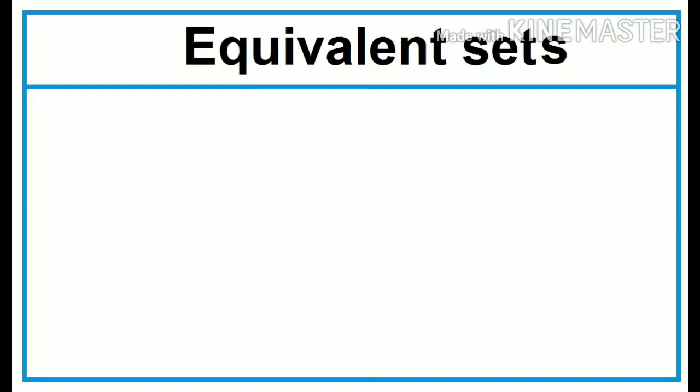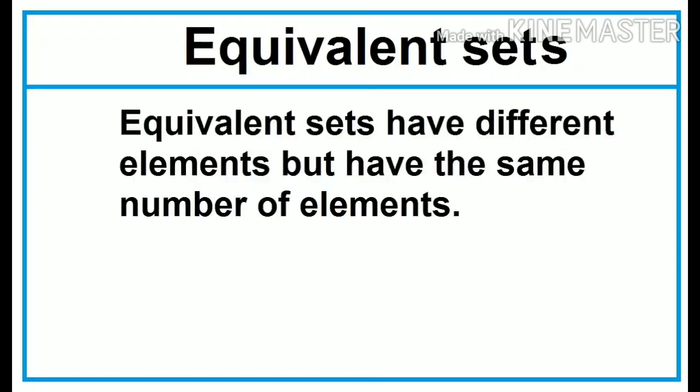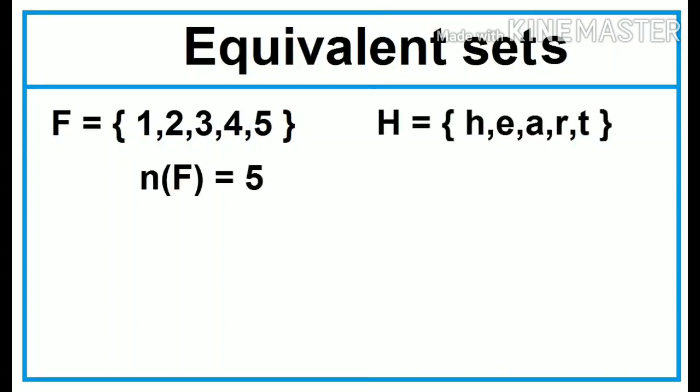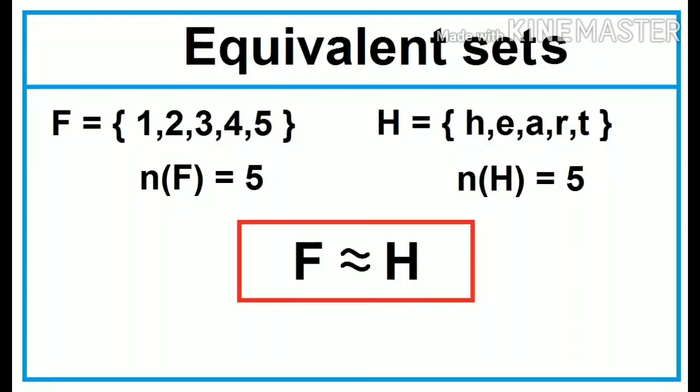Next one is equivalent sets. Equivalent sets have different elements but have the same number of elements. Let's take an example. Set F is equal to {1, 2, 3, 4, 5} and H is equal to {H, E, A, R, T}. The number of elements in set F is 5 and the number of elements in set H is also 5. So F and H are called equivalent sets.